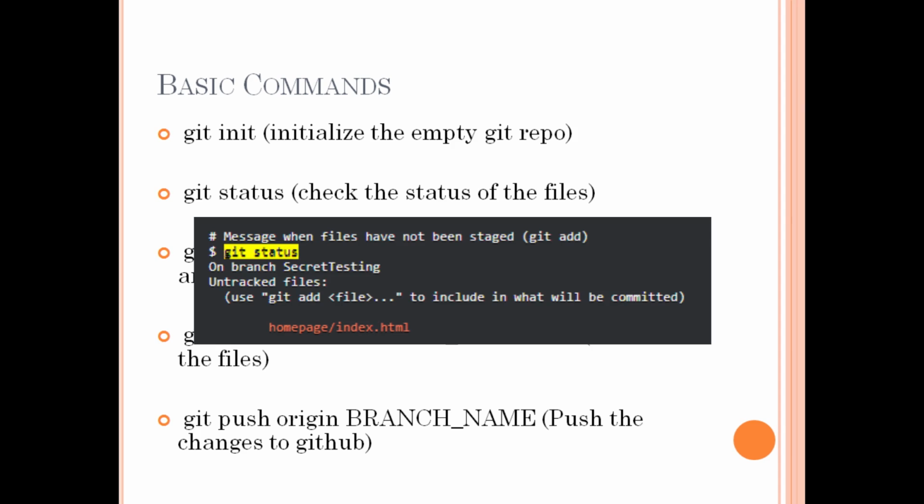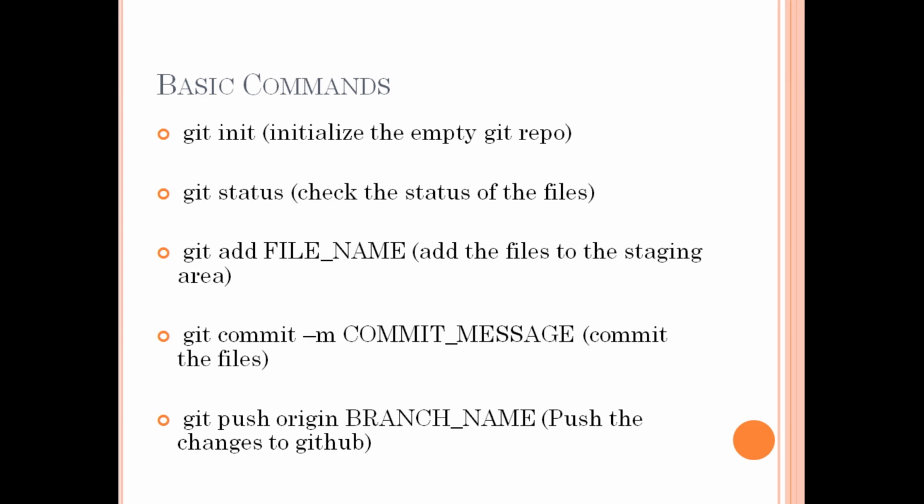Next command is git status. This command returns the current state of the repository. Git status will return the current working branch. If a file is in the staging area, but not committed, it shows with git status. Or, if there are no changes, it'll return nothing to commit, working directory clean.